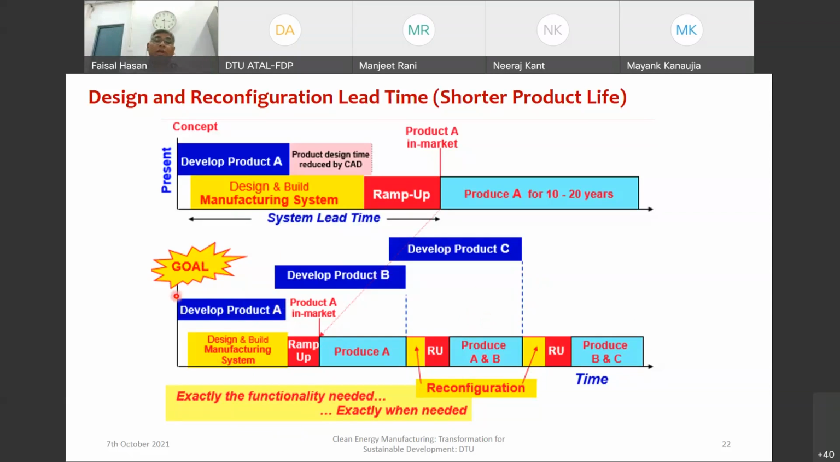So the idea behind reconfiguration is this, and to put this in words, we call this exactly the functionality needed and exactly when it is needed. So these two things are being taken care of when we talk of a reconfigurable manufacturing system.